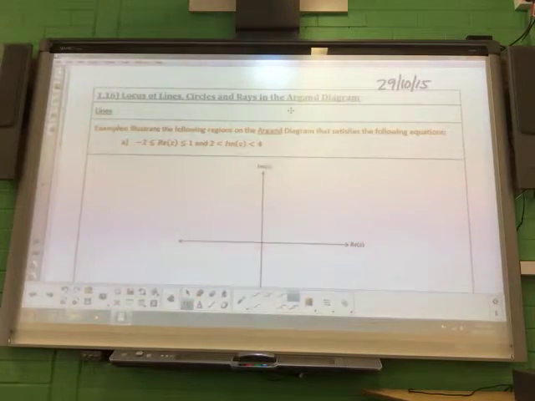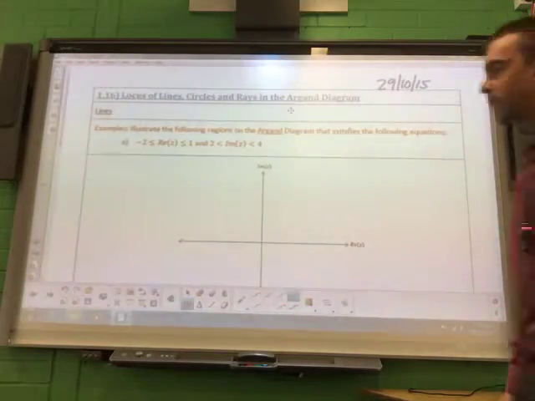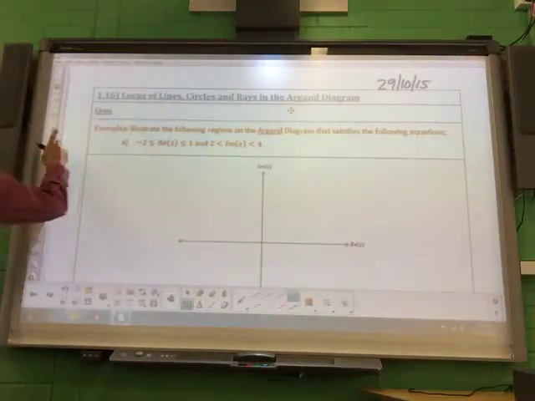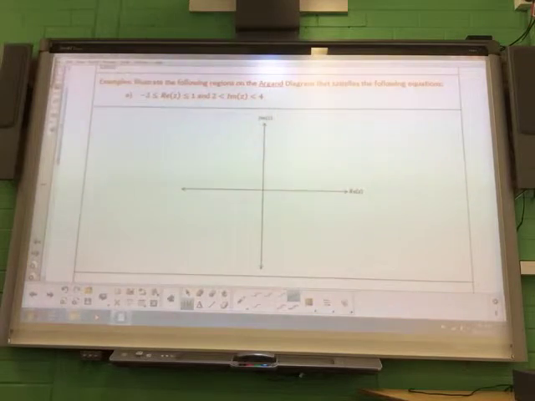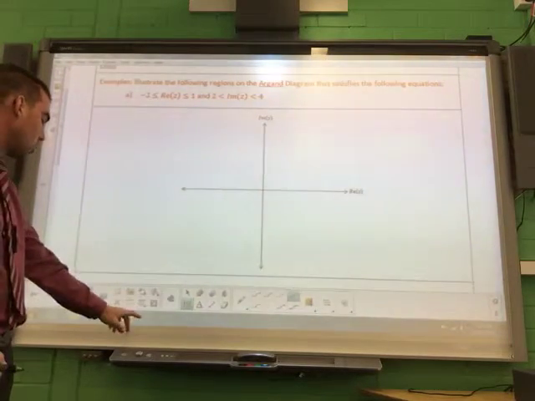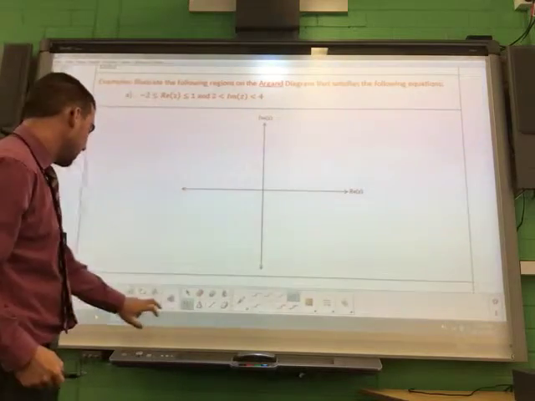Okay, so first thing we're going to look at some lines. We need to illustrate all these examples on the following regions on the Argand diagram that will satisfy the following equation. So first one: -2 is less than or equal to the real part of z, which is less than or equal to 1, and 2 is less than the imaginary part of z, which is less than 4. Any ideas?